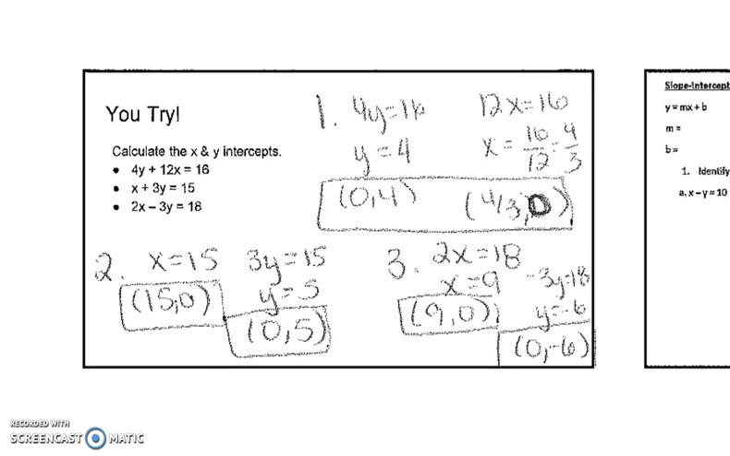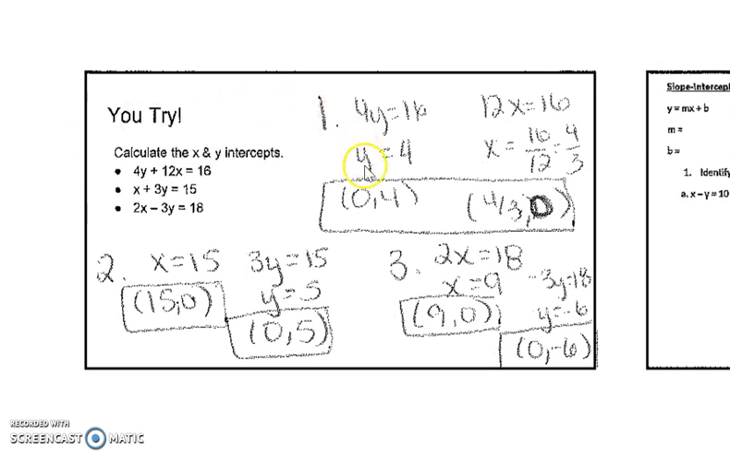So your answer should be, for the first one, x-intercept should be 4/3, 0. Ooh, there's those fractions. I hope you reduced them. If you didn't give me 4/3, it should be 1 1/3. I don't care for the decimal version of this because it's repeating, but it would be 1.3 repeating, 0. And your y-intercept for the first one is 0, 4.